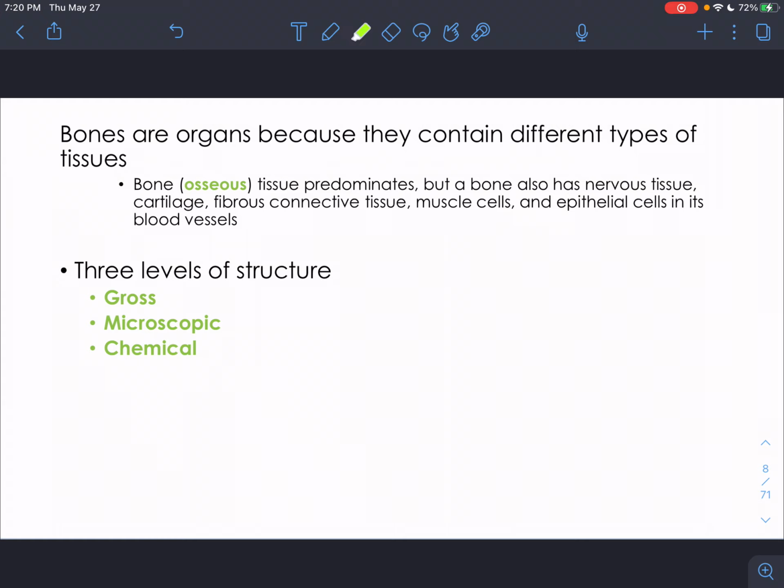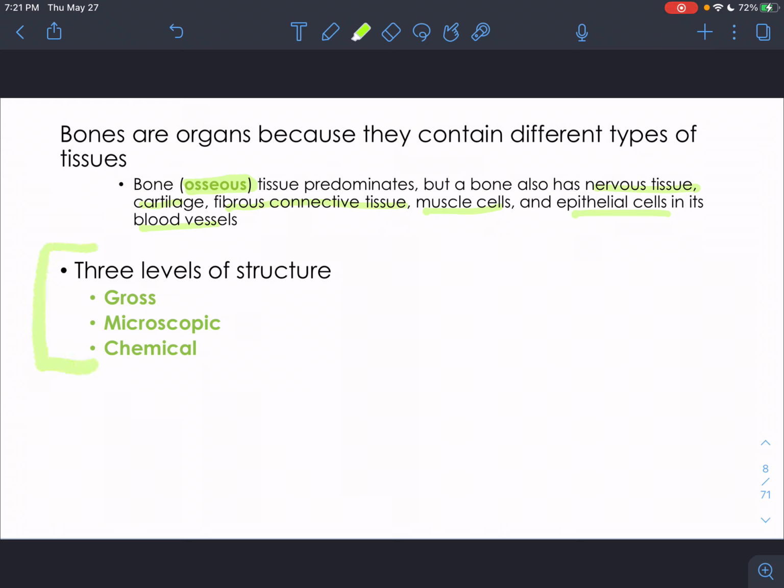Bone tissue, also known as osseous tissue, predominates. But you also have nervous tissue within bones, cartilage, different connective tissues, muscle, epithelial cells, and blood vessels and stuff. So there's a lot of different types of tissues that are associated with the bones that bones couldn't survive without.